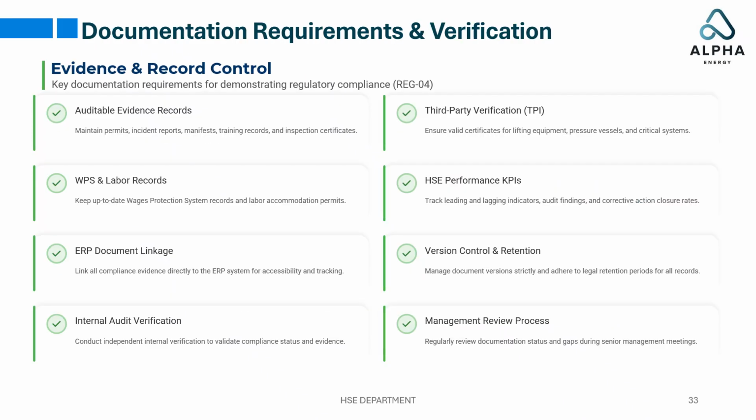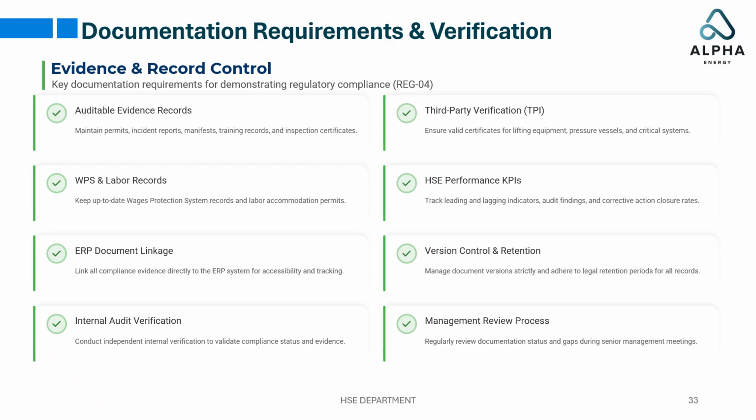This slide explains the documentation and verification requirements needed to demonstrate regulatory compliance under Reg 04, Compliance Evaluation Register, within Al-Masood Energy. A key requirement is maintaining auditable evidence records, including permits, incident reports, waste manifests, training records, and inspection certificates. These documents serve as proof that legal and regulatory obligations are being implemented and maintained.